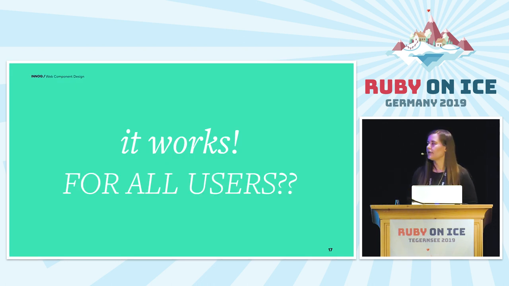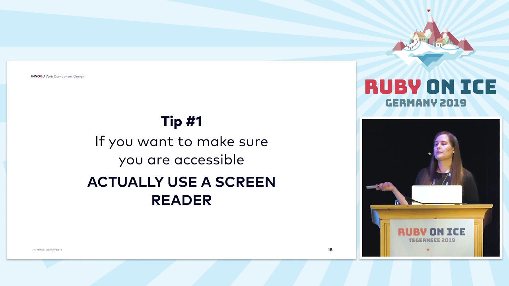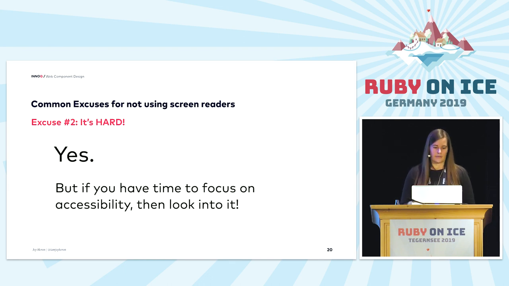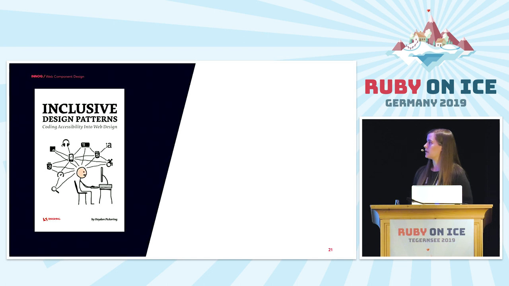So I have a component that works, but is it accessible for all users? And here, my tip is if we want to make sure our component can be used in a screen reader, we should actually use a screen reader. One excuse for not using one is that we don't have one, but they're really easy to install. And if you're running on a Mac, you probably already have one installed on your system. And if you're using any other operating system, there are free screen readers available that you can install. The other excuse is that it's hard, and that's true. It's hard to learn something that we're not used to doing. But if we have the time to focus on accessibility, we should look into it, because I believe it's worth it in the long haul.